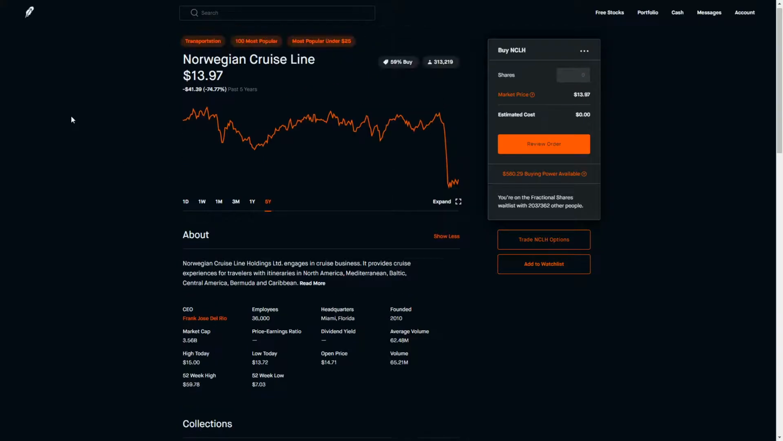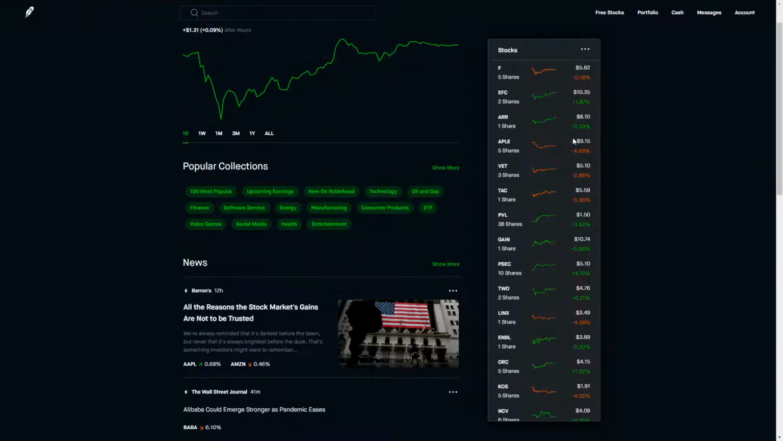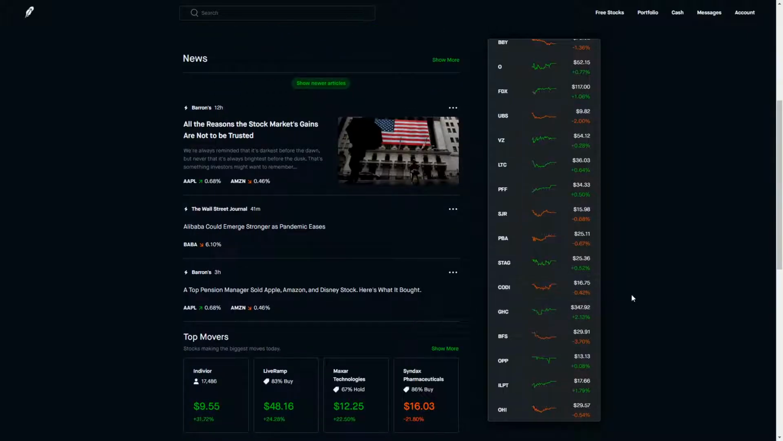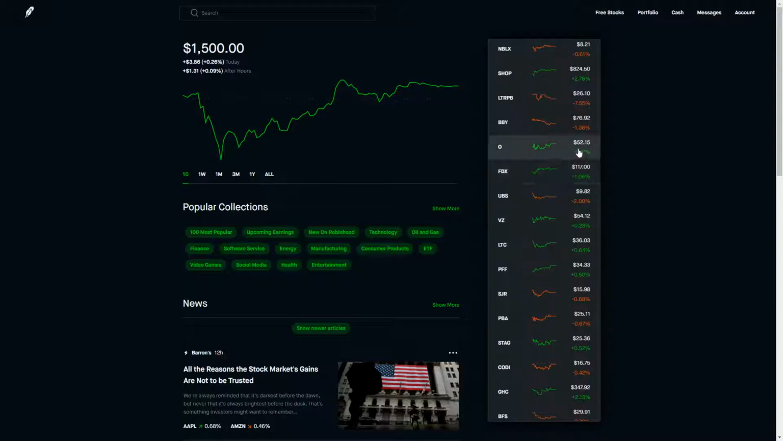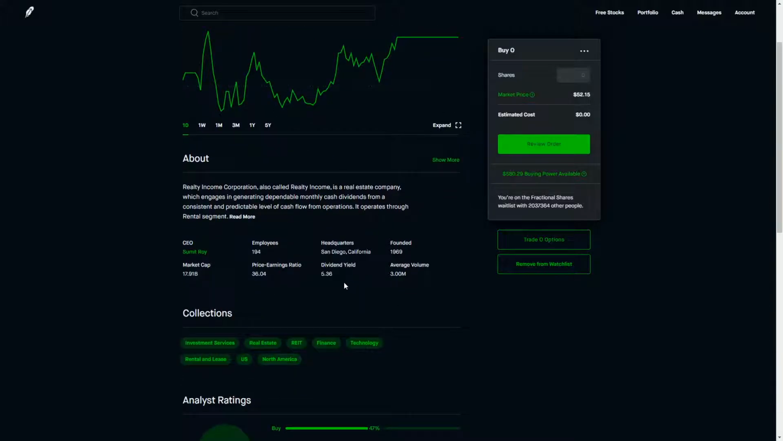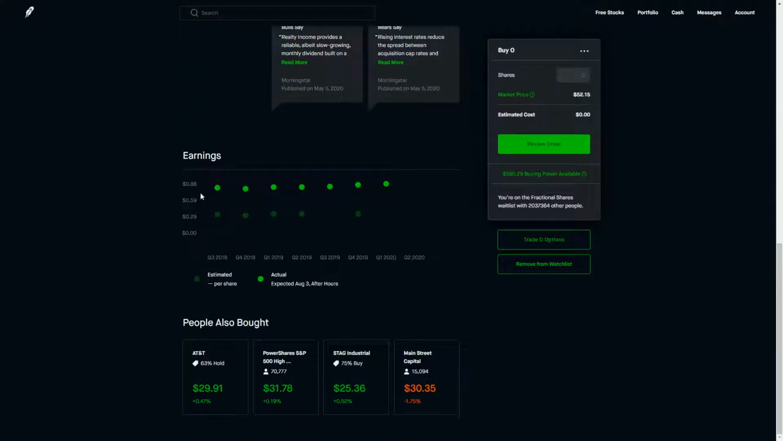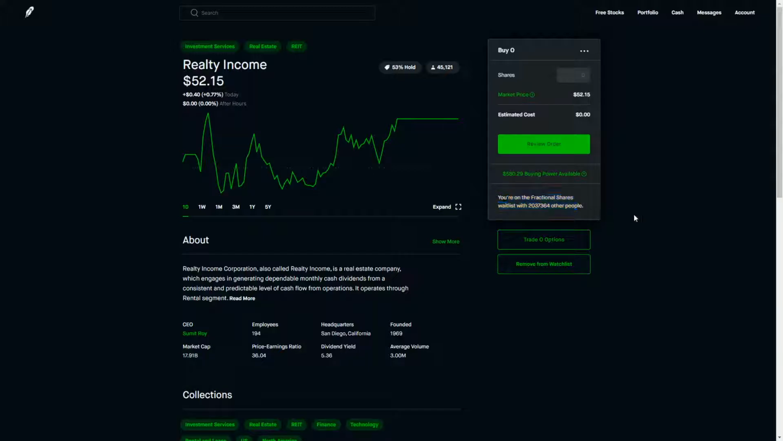And then the last one I'm looking into, I believe it's on my watch list, is Realty Income. A monthly paying dividend stock. It's good all around. They always beat their actual versus estimated. It's a really good monthly dividend stock.